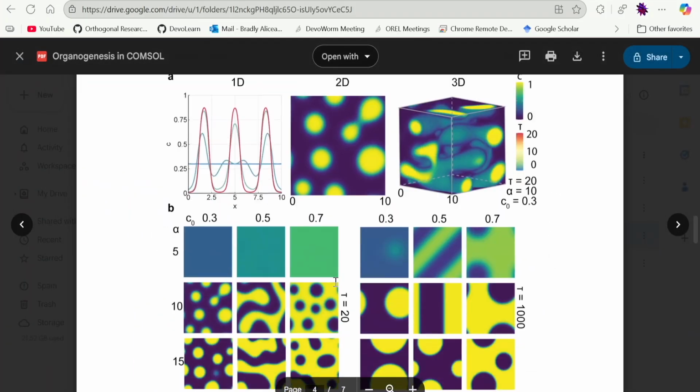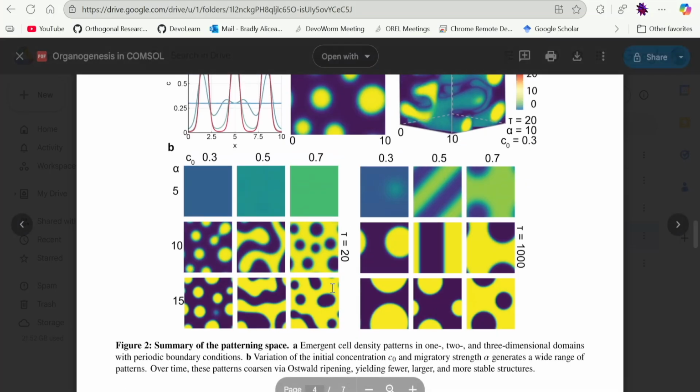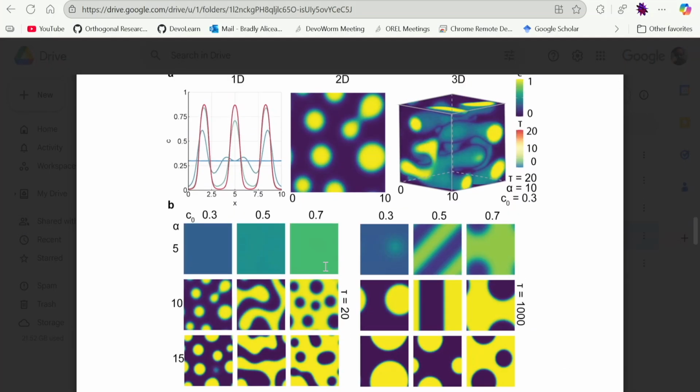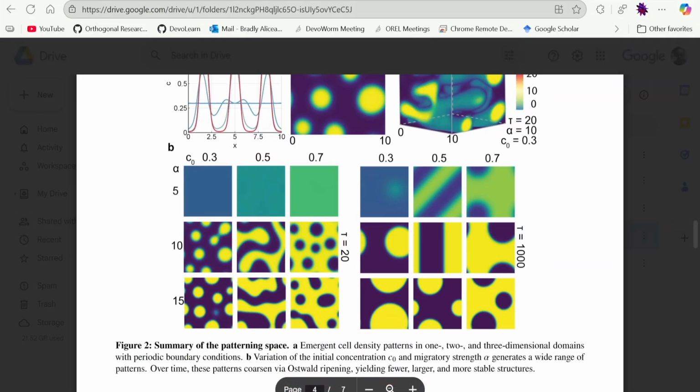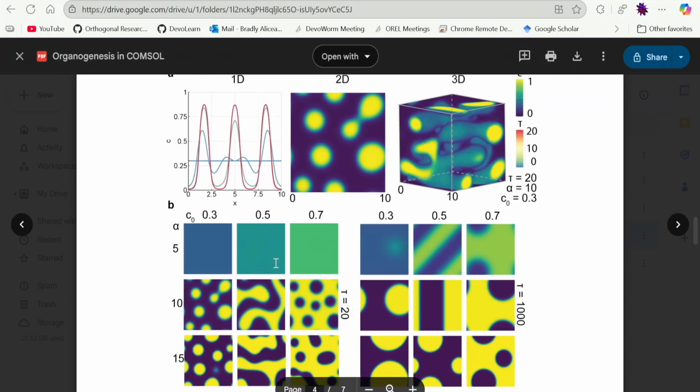Okay, let's go to this figure here. It's figure 2. This is where we have a summary of the patterning space. So the cells are migrating around for a reason, and we want to see what the output is. So we can get these emergent cell density patterns in 1, 2, and 3-dimensional domains with periodic boundary conditions.